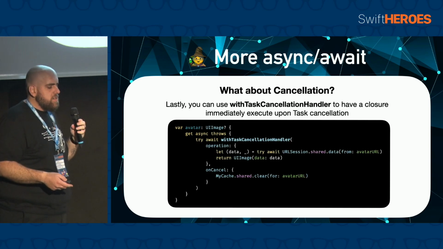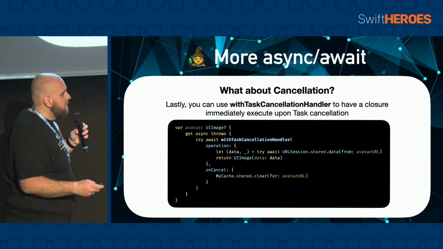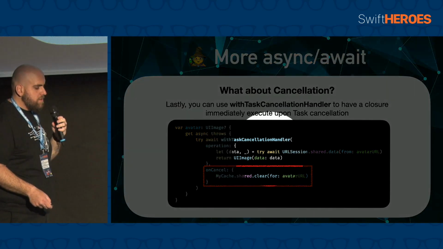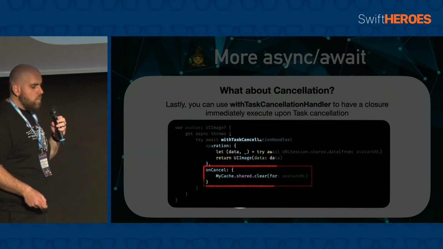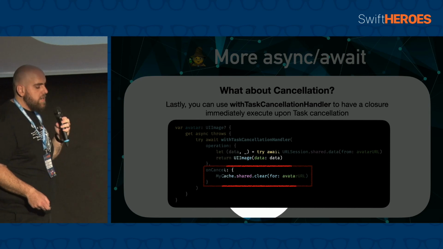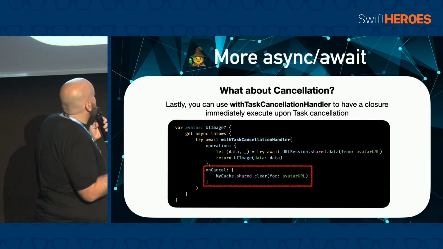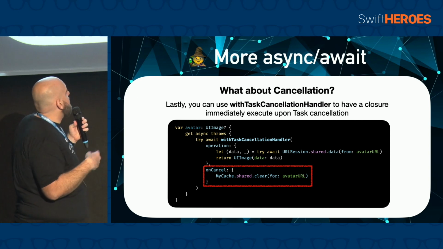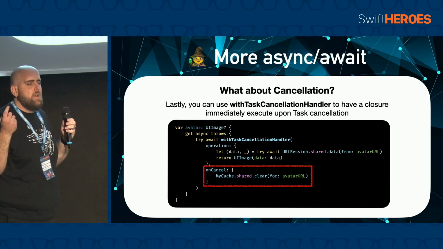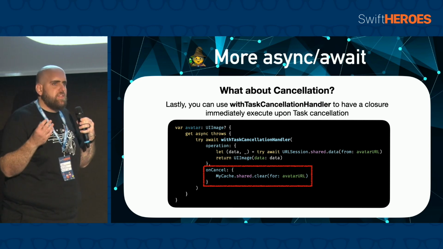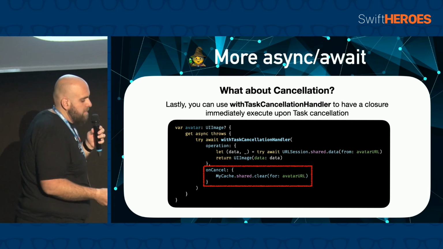Lastly, we can use this thing called withTaskCancellationHandler. We wrap our operation, which is our asynchronous work, and we add this onCancel closure, and this onCancel is immediately executed when the task is canceled. This is really good for cleanup or other side effects, like clearing a cache and stuff like that.